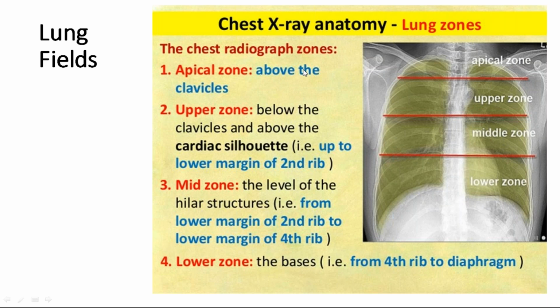The apical zone is above the level of the clavicle, and the upper zone is below the clavicle, above the cardiac silhouette, starting from here, just above that. All this area is upper zone. The mid zone is at the level of the hila on either side, from the lower margin of the second rib to the lower margin of the fourth rib. The lower zone is from the fourth rib to whatever is under the diaphragm. So that is the anatomical marking. If somebody asks you, always give the bony markings.